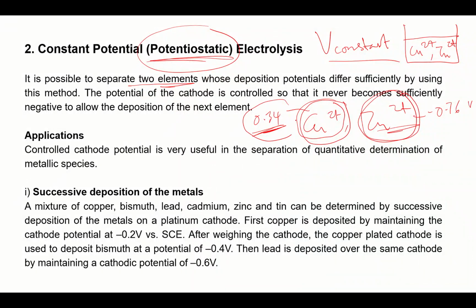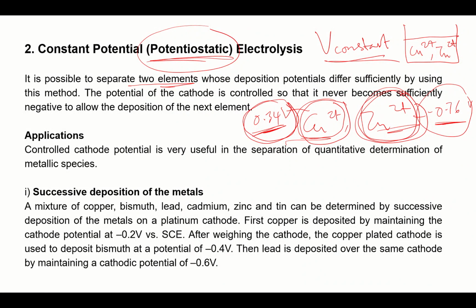You set this potential first, then let all the copper reduce to copper 0 on the platinum, followed by this. Then you set a new voltage: V constant 1 at this and V constant 2 at this. So you can separate the two elements using V constant because both have different deposition potentials.